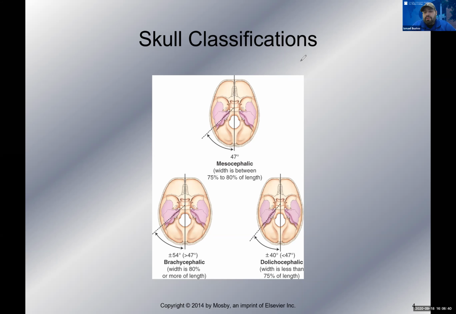Important thing for you all to remember is just the name for each type of skull. So if I say average size, mesocephalic. If it's a wider skull, it's going to be a brachycephalic. If it's a longer, more narrow skull, dolichocephalic. You don't really necessarily need to remember the exact percentage or length of each skull, okay?